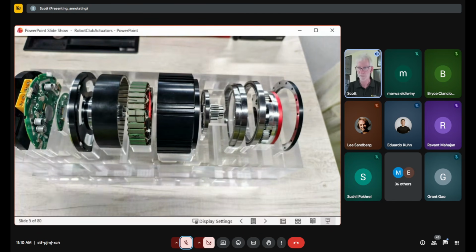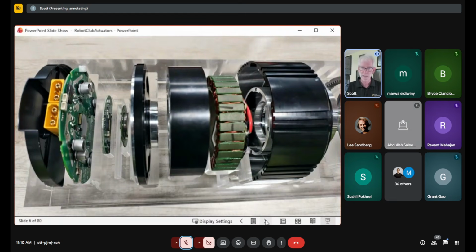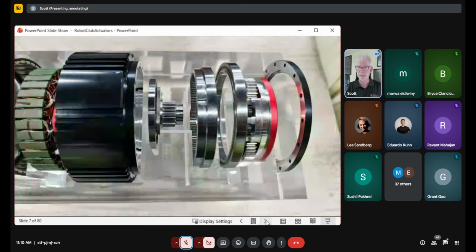And there's a lot of different ways of doing that. And so we're going to look into some of those as we go along. Okay, so here's a close-up so that we can get a better idea of what the power electronics look like. Again, sort of an idea of what the motor sections are going to look like in there.